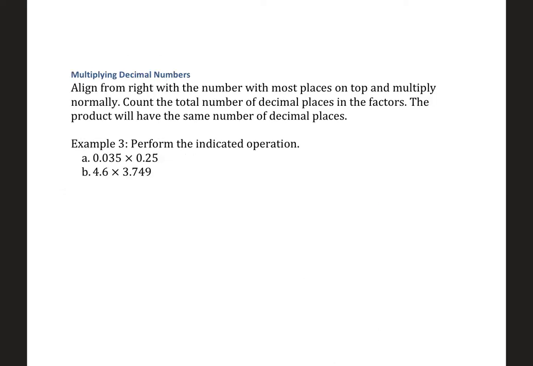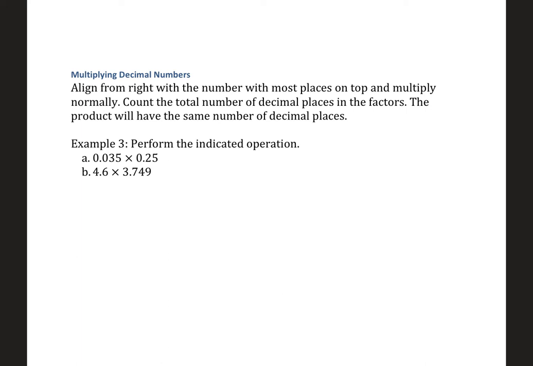Now we'll move on into multiplying decimal numbers. What you're going to do is align from the right with the number with the most places on top. We're going to multiply it as if we're multiplying whole numbers. We're multiplying normally. And then at the end, all you're going to do is count the total number of decimal places in the factors, so in both of the numbers you're multiplying. And we're just going to put the same number of decimal places into our product. It's easier when we have an example, so we'll just start here.